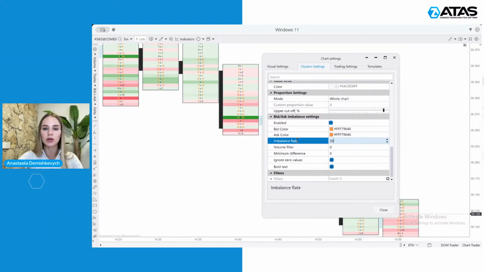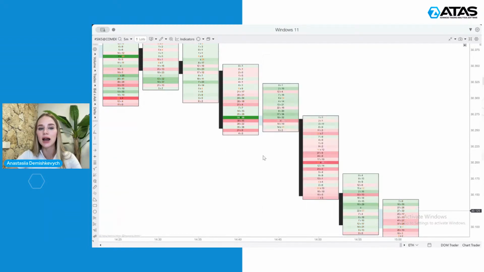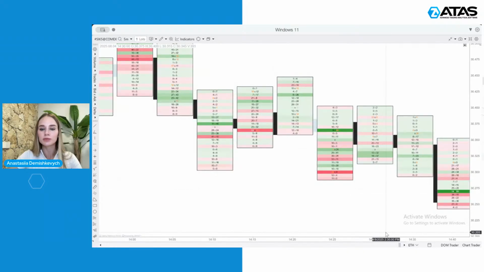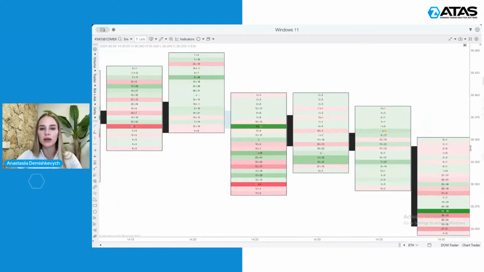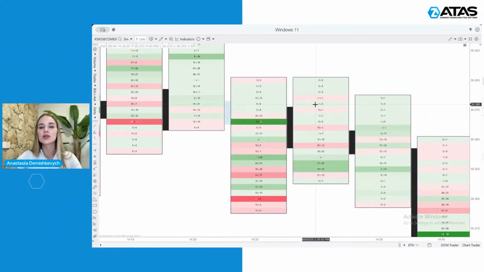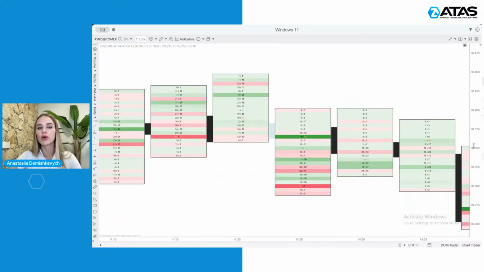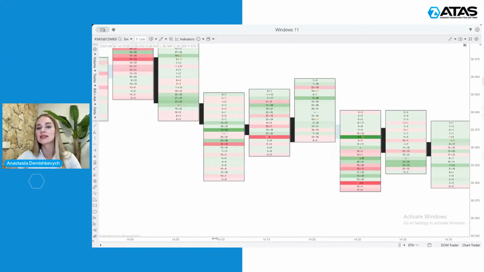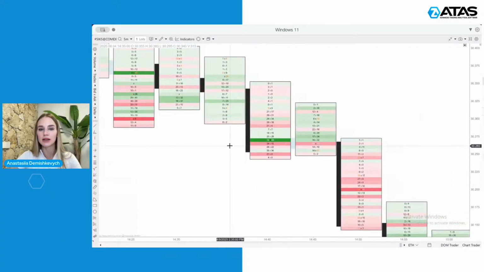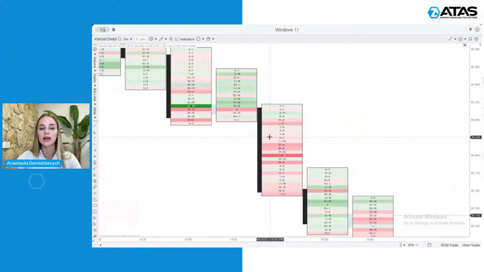Now, that's something that I'm going to change. I use the 300 imbalance rate, which means it's going to highlight the levels here where the bid or ask is 3 times or more higher than the previous ask or bid diagonally. That's something that you can also use for trades, for entry points, and also for exit points, as well as a magnet for your price. And that's something we're going to be covering as well in the next webinars.